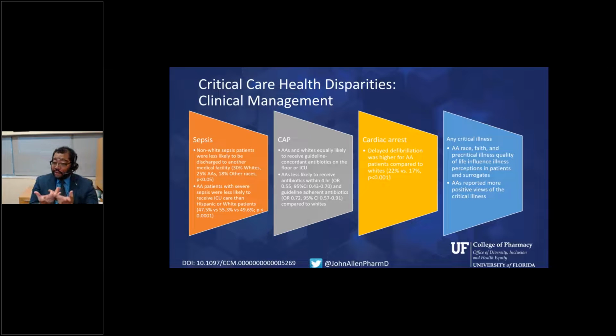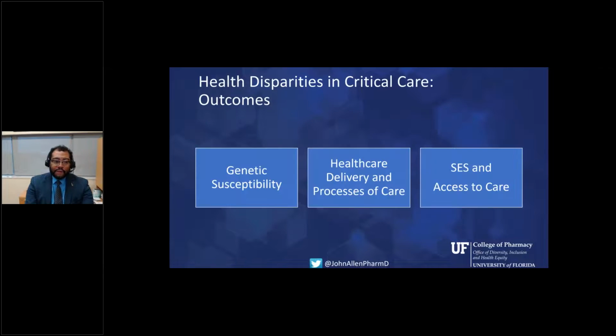which can include faith and pre-critical illness quality of life, that can influence the perceptions of patients and surrogates. And so again, as we talked about, African American patients and racial and ethnic minorities tend to be a little bit more optimistic in terms of their overall care or outlook in critical illness as compared to non-Hispanic whites. And so that can impact clinical management in critically ill patients.